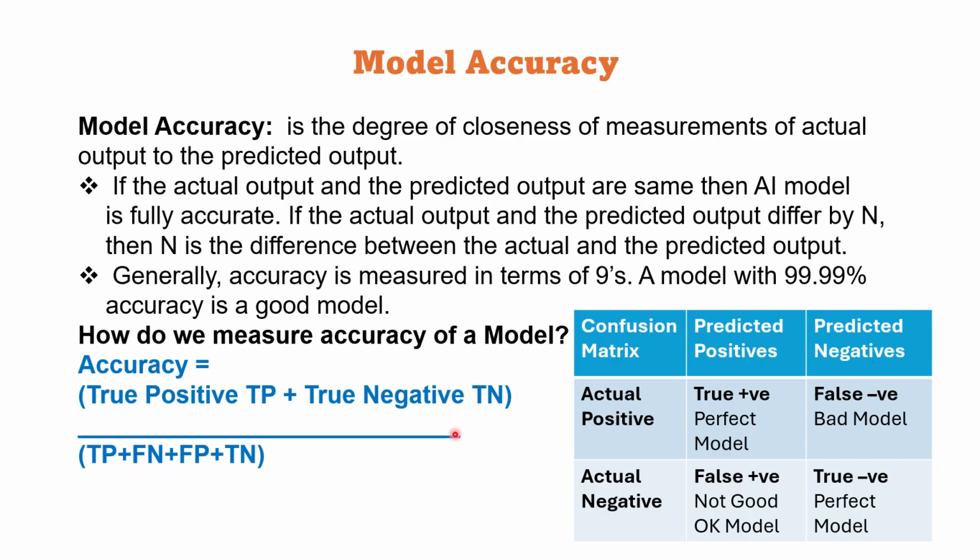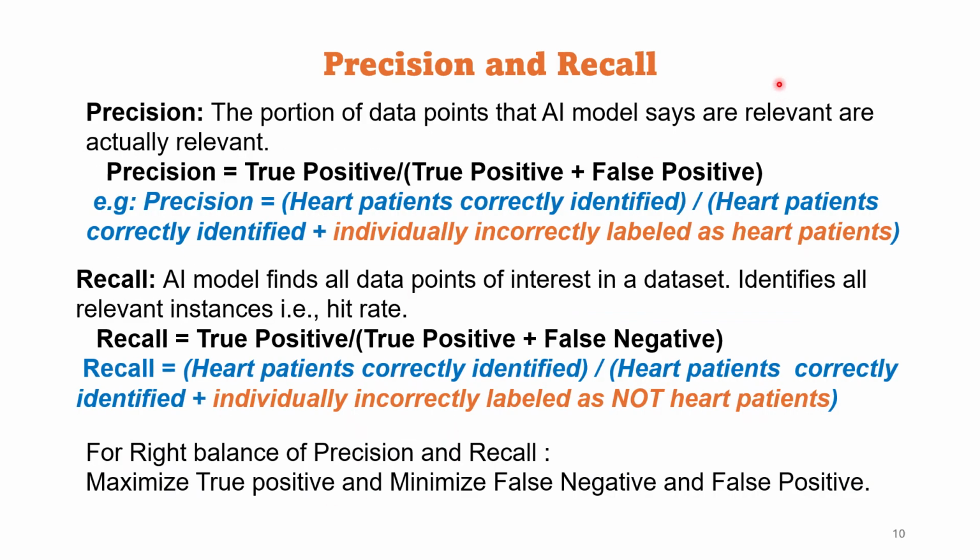Accuracy of a model is the sum of true positives and true negatives divided by total samples, that is true positive plus true negative, divided by true positive, true negative, false positive and false negative. Next, let us move on to precision and recall.